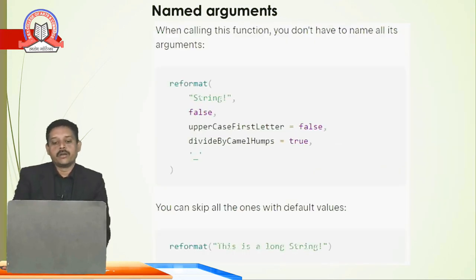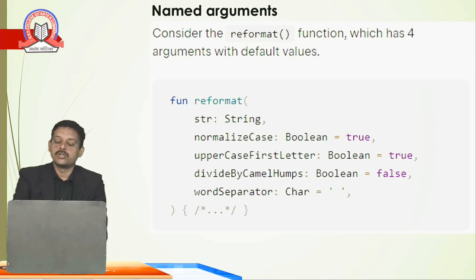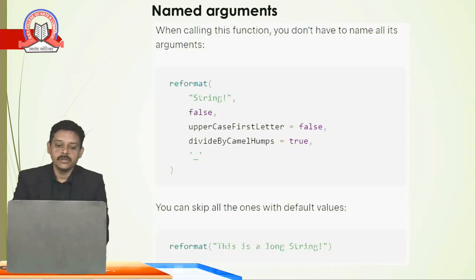Named arguments, as we have seen in the previous slide, we have passed a few values. As a string we have passed a string followed by an exclamation mark, and it has been passed to str. Then false is passed to the next argument, that is normalizeCase. Then upperCaseFirstLetter has been passed equal to false. So this is nothing but a named argument, we have passed the name of that particular parameter. Then divideByCamelHumps equal to true.